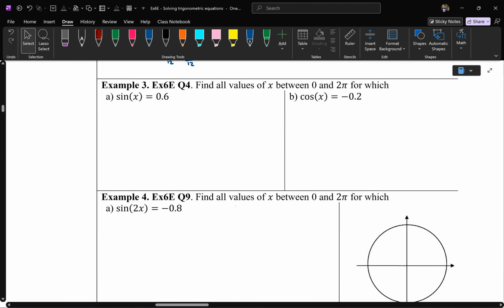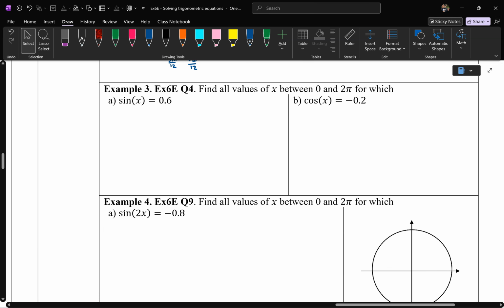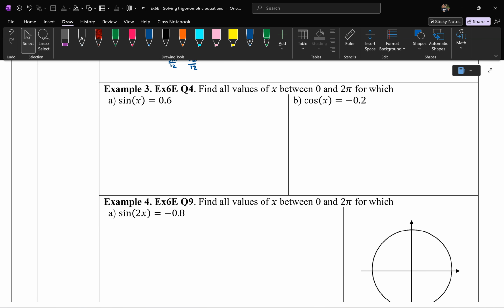For the next few examples, it's literally just now symmetry properties and thinking about your unit circles. So I'll write up the solutions, but have a go with those ones if you want.